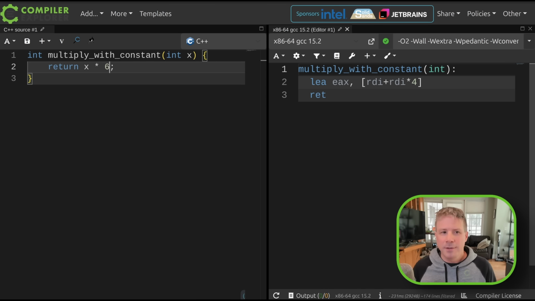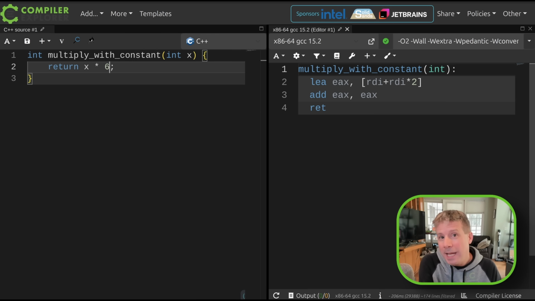6. Well, now something more complicated had to happen. We do a multiply by 3 and then we add ourselves to ourselves. So here we're using an LEA to do the multiply by 3 and then we're adding EAX to itself to get multiply by 6. So the compiler is pretty smart here. It knows all these tricks and whatnot. Let's try something a little bit more complicated.